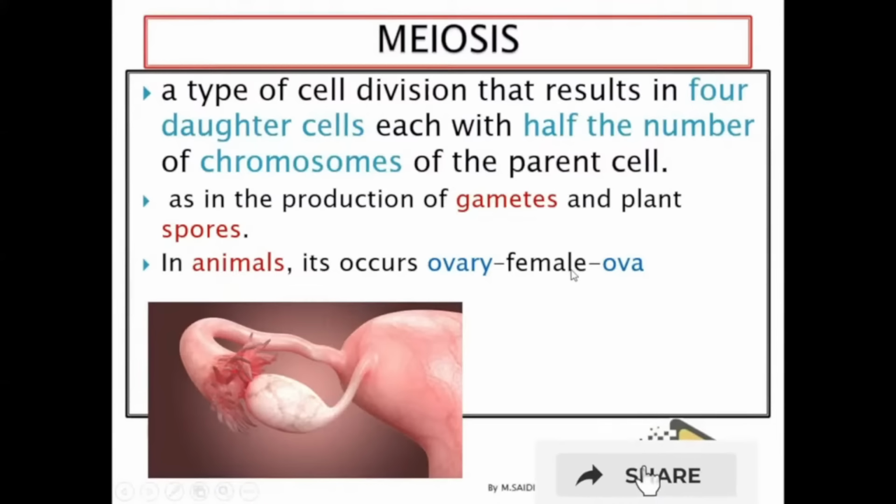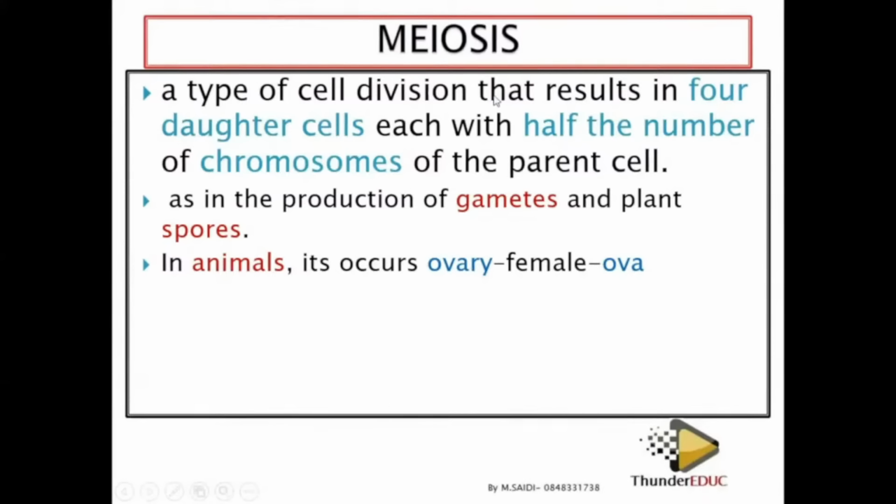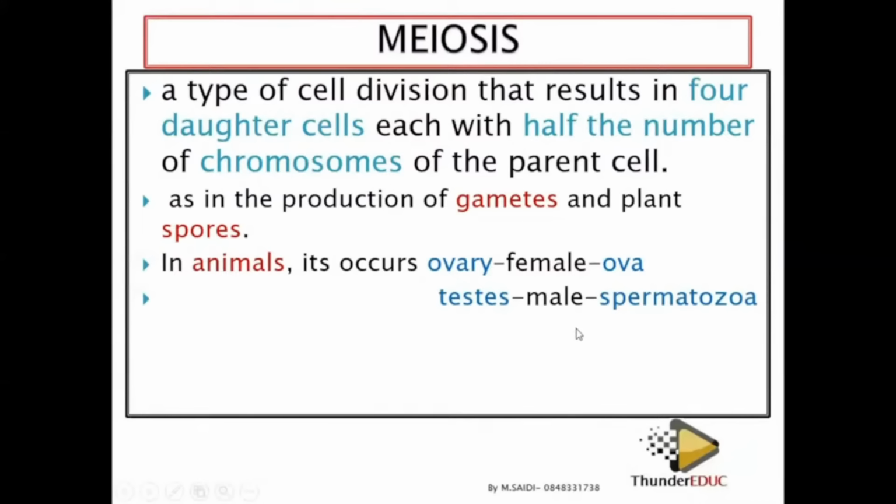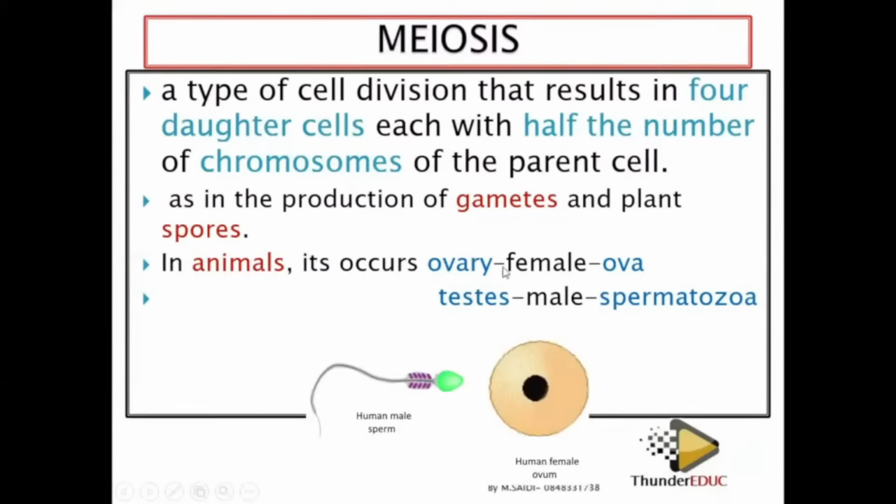Basically, ovaries are found in females, and these ovaries produce what you call the ova. So the reproductive cells in the females, we call them ova. If it's one, it's called the ovum. If there are many, we call them ova. And in males, it occurs in the testes, and the cells being produced we call spermatozoa. So the ovaries produce the ova, and the testes produce what are called the spermatozoa.